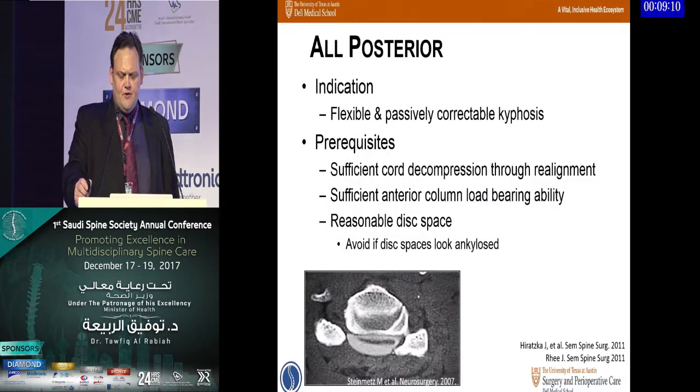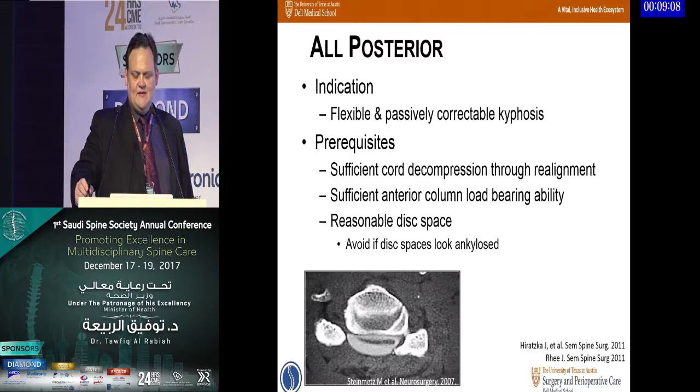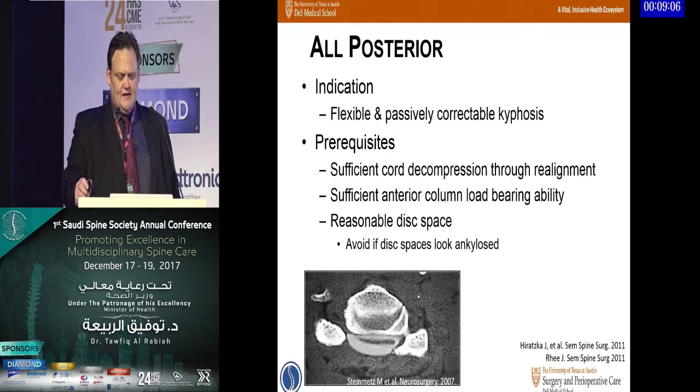An all-posterior approach is typically indicated in patients with flexible and passively correctable kyphosis. It requires that you get sufficient cord decompression through realignment alone. You need sufficient anterior column load-bearing ability and a reasonable disc space.